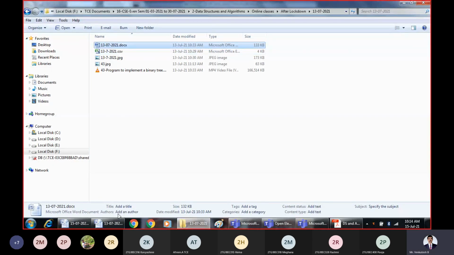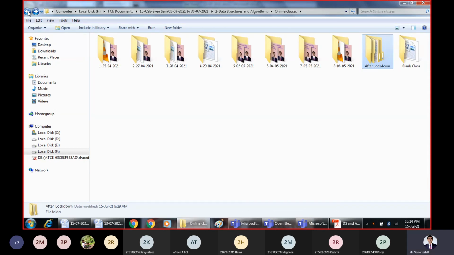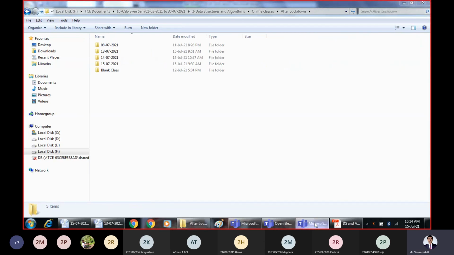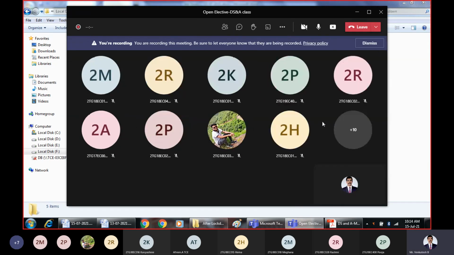Right, any doubts in this part? Traversals for the given binary tree. Should I take one more example for tracing? Three trees we have studied already for traversal purpose. The three types of traversals for the given binary tree.